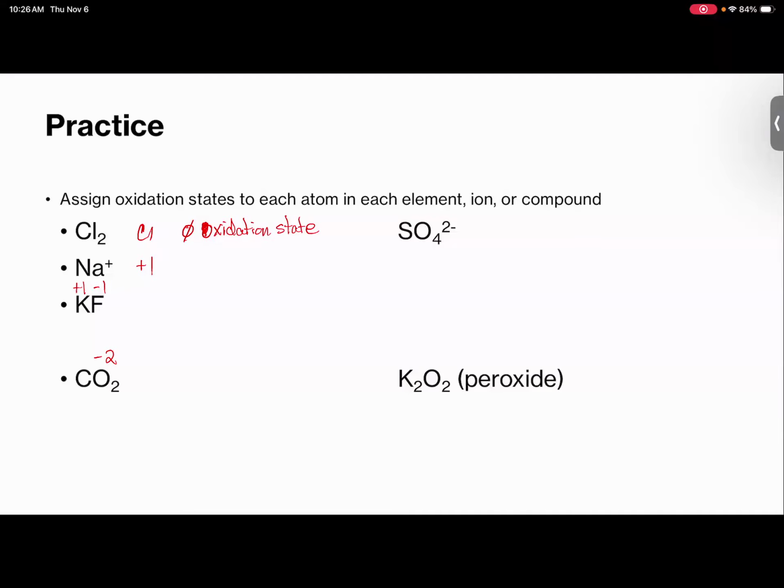Now, to set up the equation, we have one carbon whose oxidation state we don't know. So 1 times X, we have 2 oxygens times a -2, that's a -4, and this compound was neutral, so we set it equal to 0. 1X is equal to 4, so X equals 4. So the oxidation state for the carbon is a +4, and the oxidation state for our oxygen is a -2.